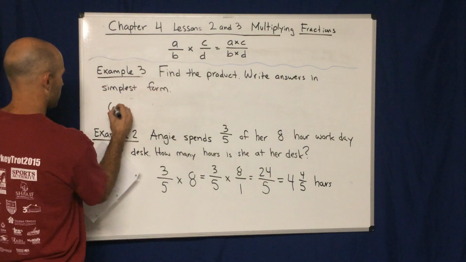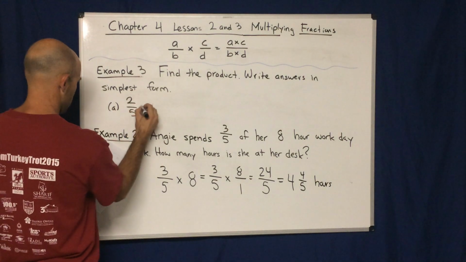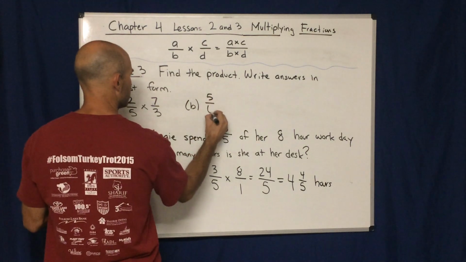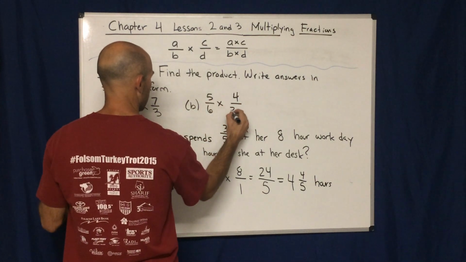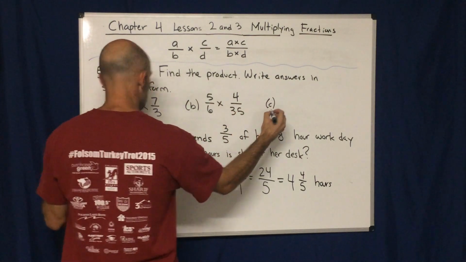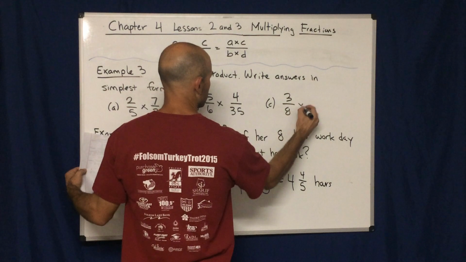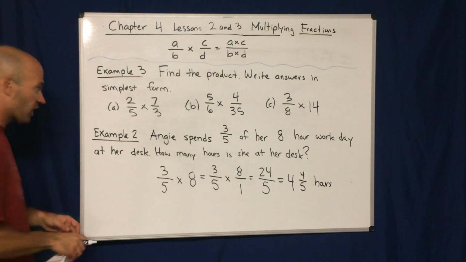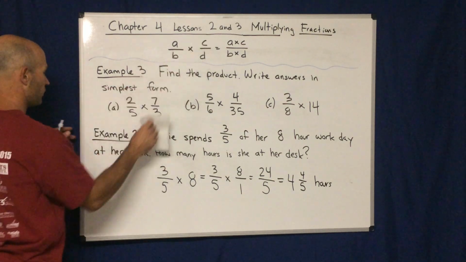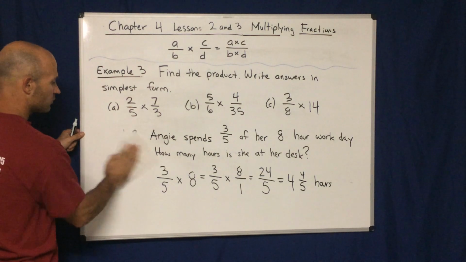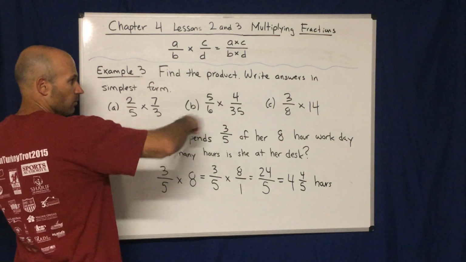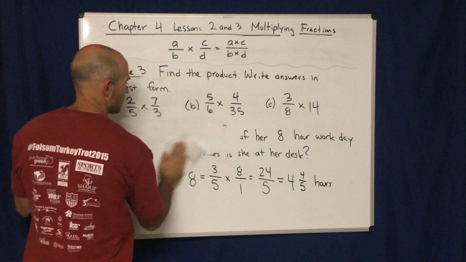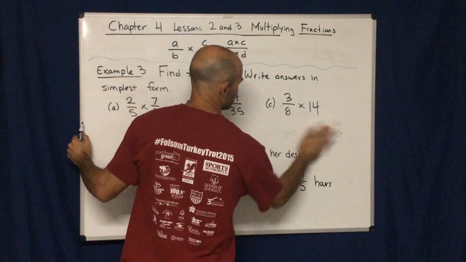So we'll have 3 that we'll work on. A is 2 over 5 times 7 over 3. B will be 5 over 6 times 4 over 35. And letter C will be 3 over 8 times 14. So those are the 3 that we'll work out. If you want to pause the video now and try it, you should. You're just going to use this rule up here. But there are some differences between the multiplications that you do here and the multiplications from example 1 and 2. So I'll show you what those differences are. But if you want to try it, you always can.